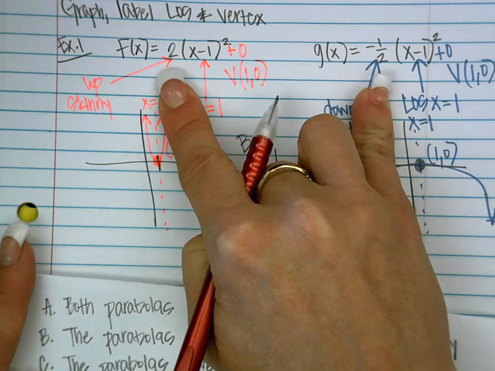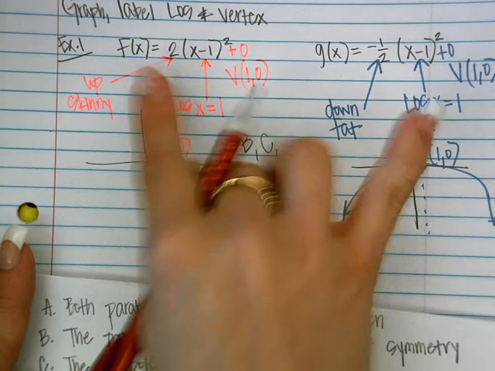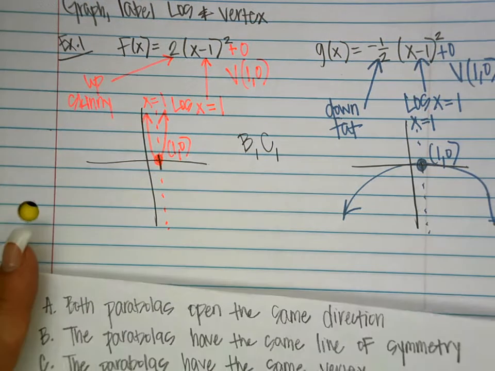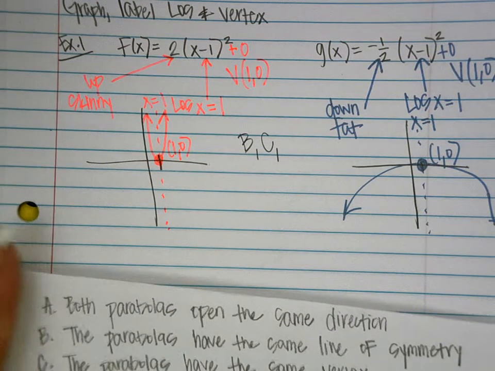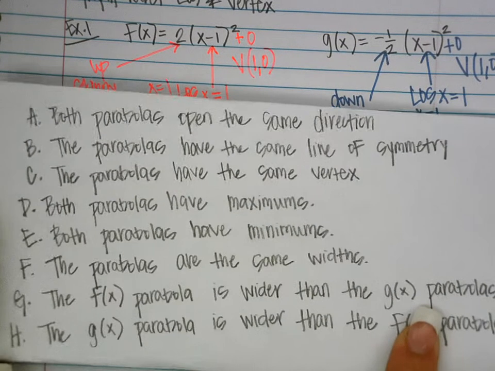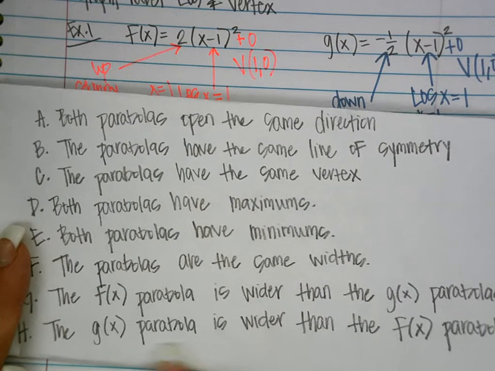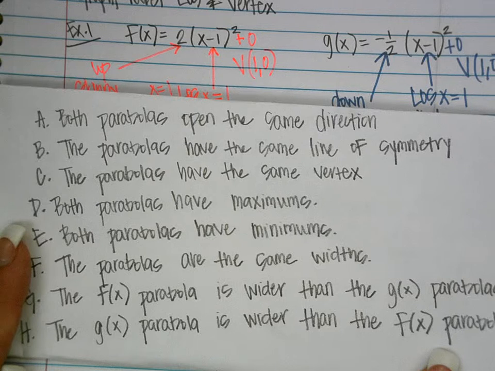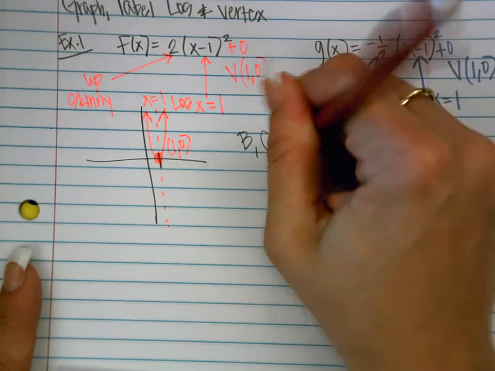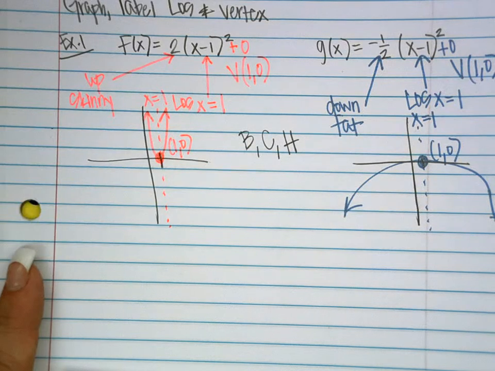Those are definitely not the same width. If you had something like 2 and negative 2, those would be the same width, but they have to be the exact same number. The f of x parabola is wider than the g of x parabola. Is that true? No. How about the g of x parabola is wider than the f of x parabola? True. So B, C, and H are true for these.